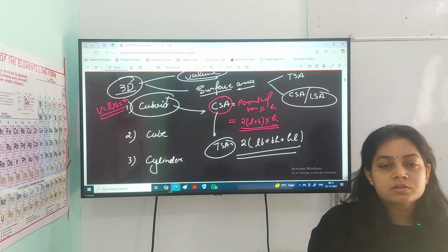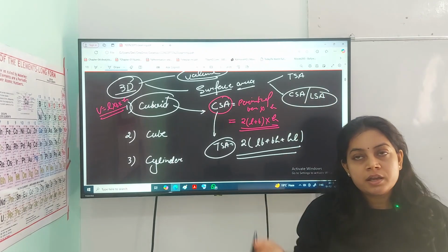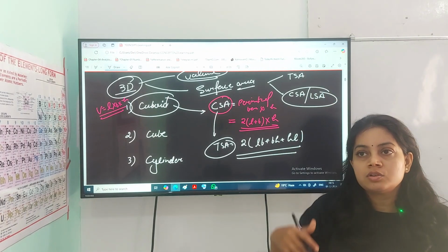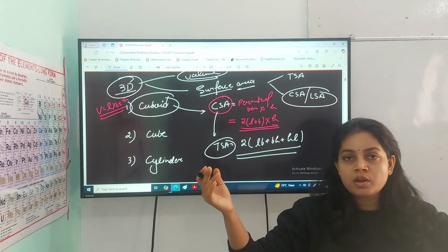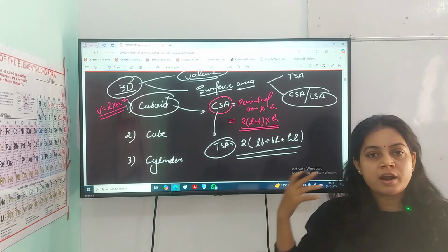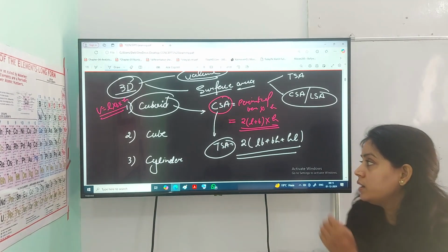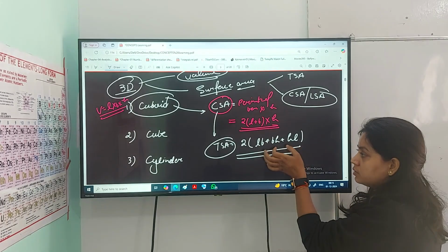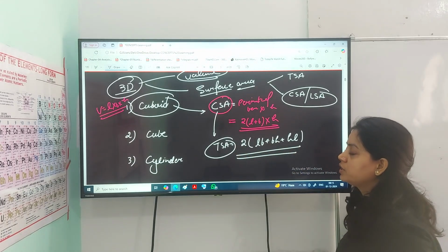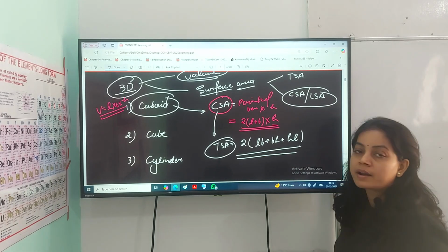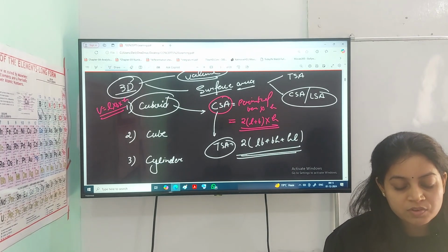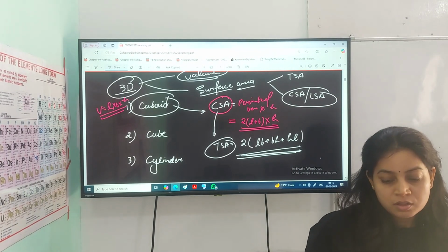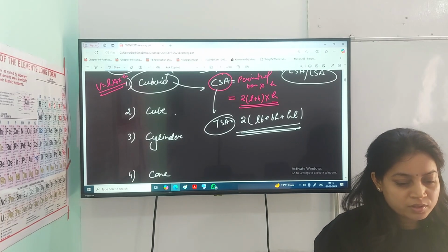Why did this happen? Because the area of the ceiling will be the same as the area of the floor, the area of the left wall will be the same as the area of the right wall, and the front and back wall areas will be the same. So L into B is the area of one face, and so on for the other faces, and we are multiplying it with 2 because two faces have the same area. So the total surface area is this, right? So this is all about the cuboid, and after that the cube.